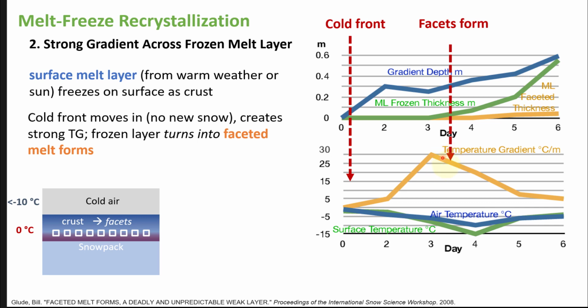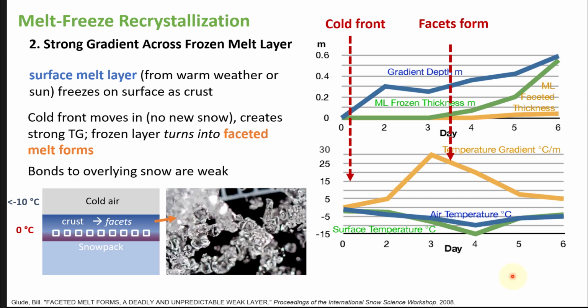And then from observations, folks have seen facets start to form. So these melt forms actually turn into faceted forms around day 3, day 4. And then you can see up here in the second plot, this green line, that's the melt layer thickness. And you can see that thickness starts to increase as these facets grow, and they produce these faceted melt forms that look like this under a loupe.